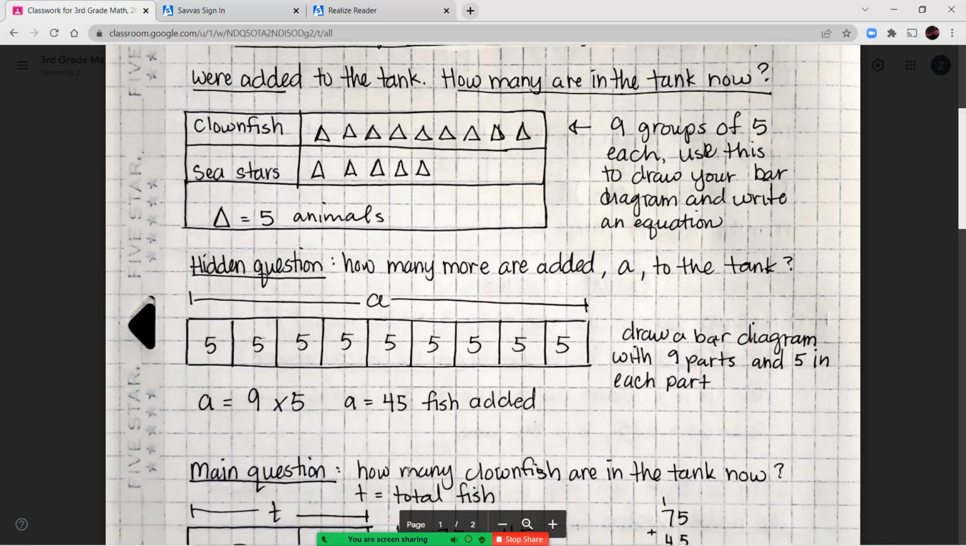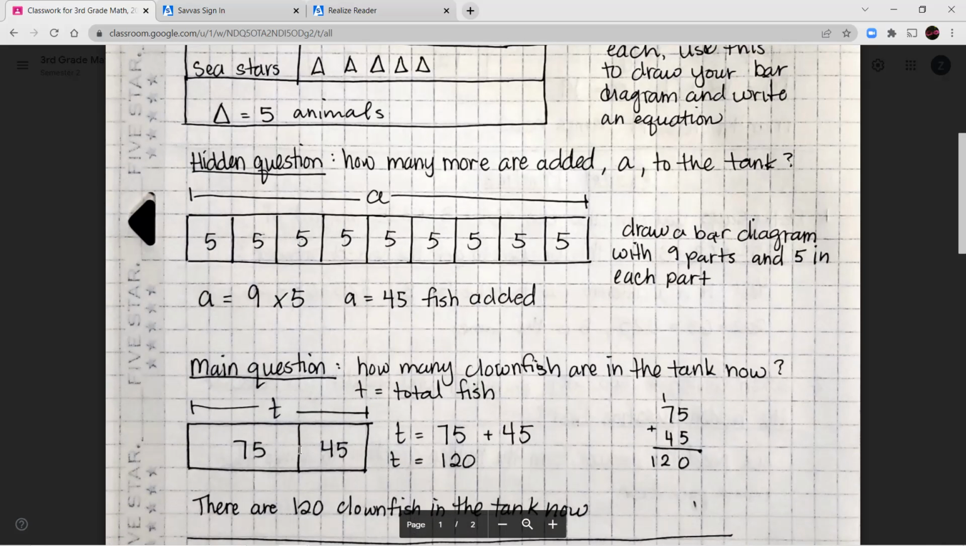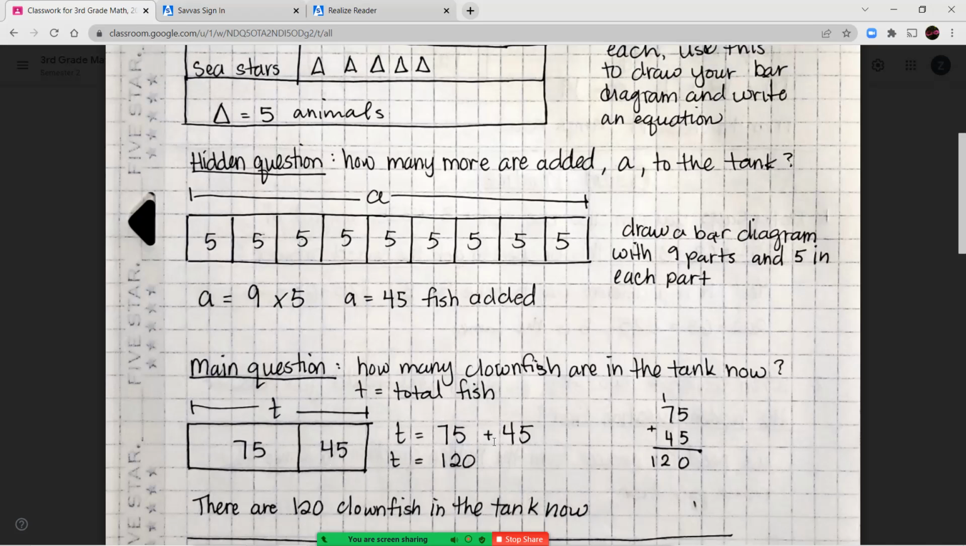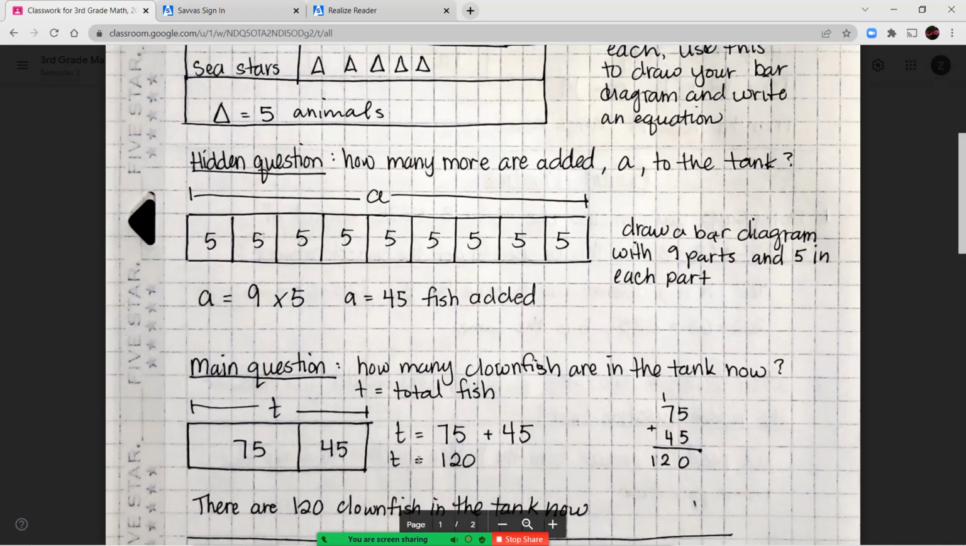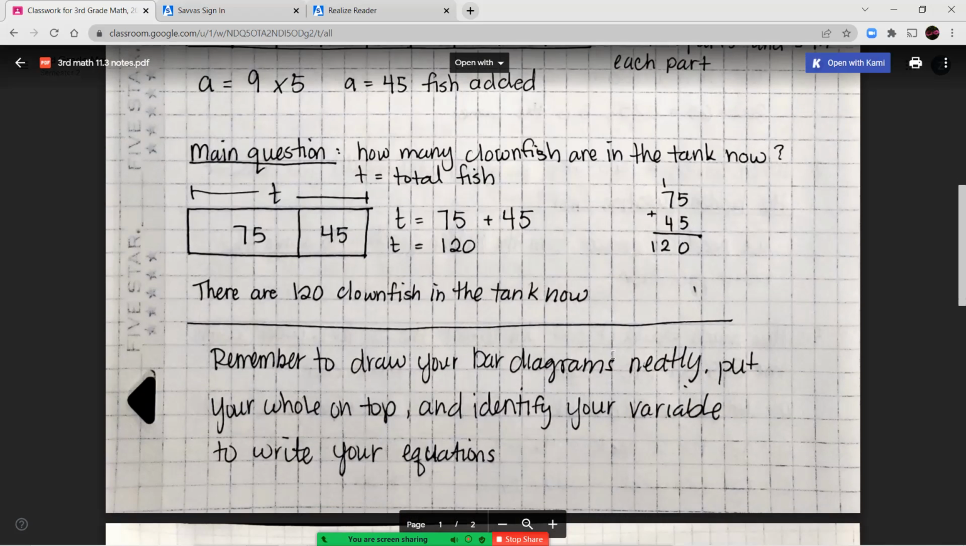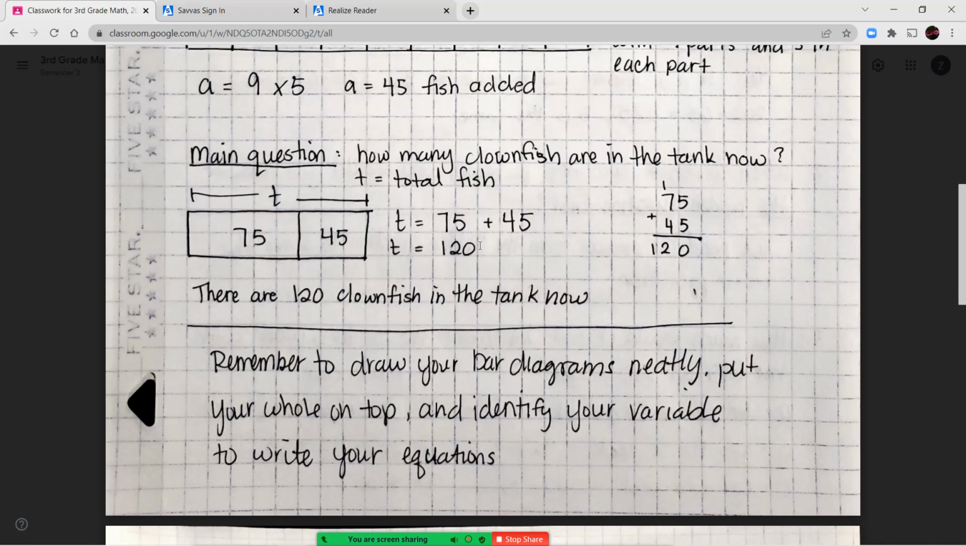So now we're going to answer our main question. How many clownfish are in the tank now? So I'm going to use a new variable. I'm going to use T to be my total number of fish. And I'm going to draw a bar diagram. So T is equal to 75 clownfish that were already there, plus the 45 that were added. That was the answer to our hidden question. So T is equal to 75 plus 45, which is equal to 120. And that tells us that our total number of clownfish in the tank now is 120. So remember to draw your bar diagrams neatly, put your whole number on top, or your variable that stands for the whole on top, and identify what your variable is. So tell me what it stands for.